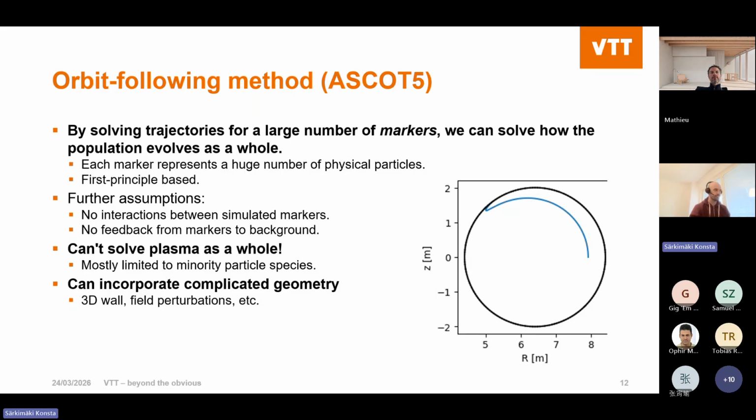But the benefit of the ASCOT approach is that we can incorporate complicated geometry, so we can have any kind of magnetic field perturbations, because they are never perfect. They have some issues, and then some are intentionally introduced. And then one is that the reactor is going to have a 3D wall, and that's also an important thing that ASCOT can take into account. I will show some figures later.